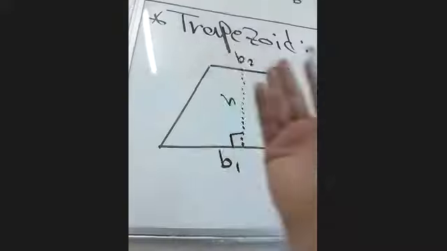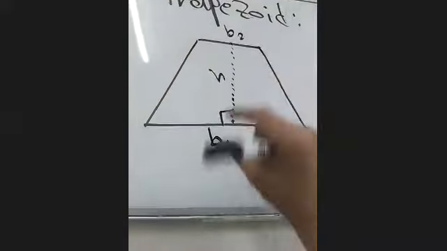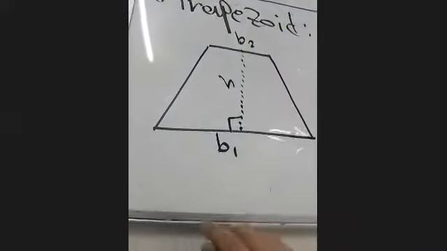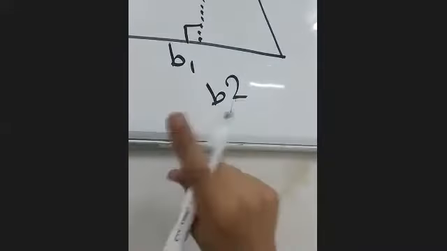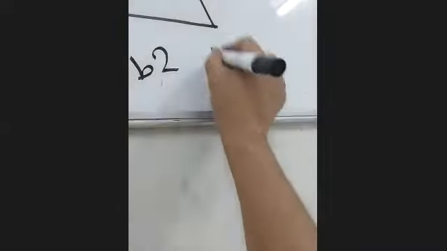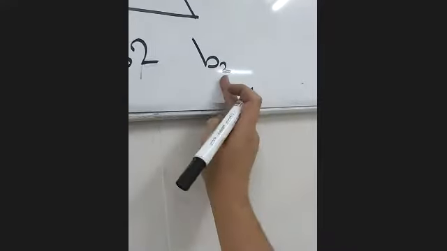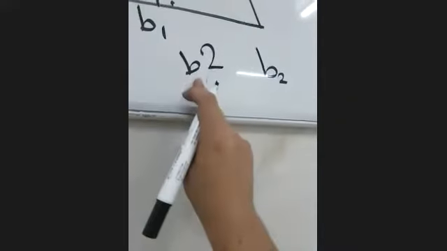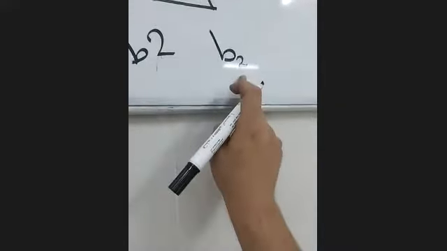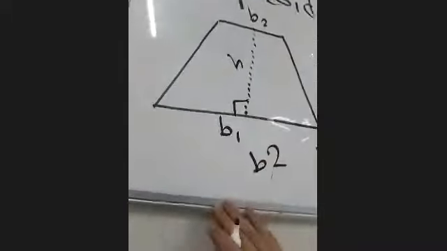So the trapezoid has two bases, base one, base two, or you can put base one here, base two here. And when you write base one and two, do not write base two like this. No, not like this. Write base two like this, as an index, a name. So we have base one, base two, and the height between them.